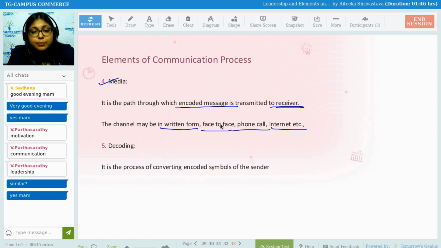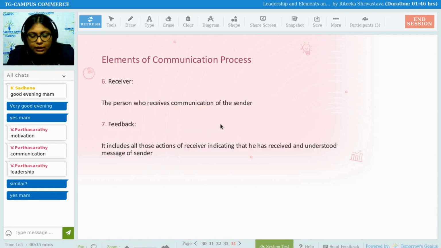The medium or the media depends upon the sender, what source of communication he wants to choose. Written form, face to face, phone call, internet, whatever it is. Fifth is decoding. So it is the process of converting the encoded symbols of the sender. Now the receiver will decode the message, what exactly the sender wants to communicate. Sixth, receiver, the person who is going to receive the communication of the sender.